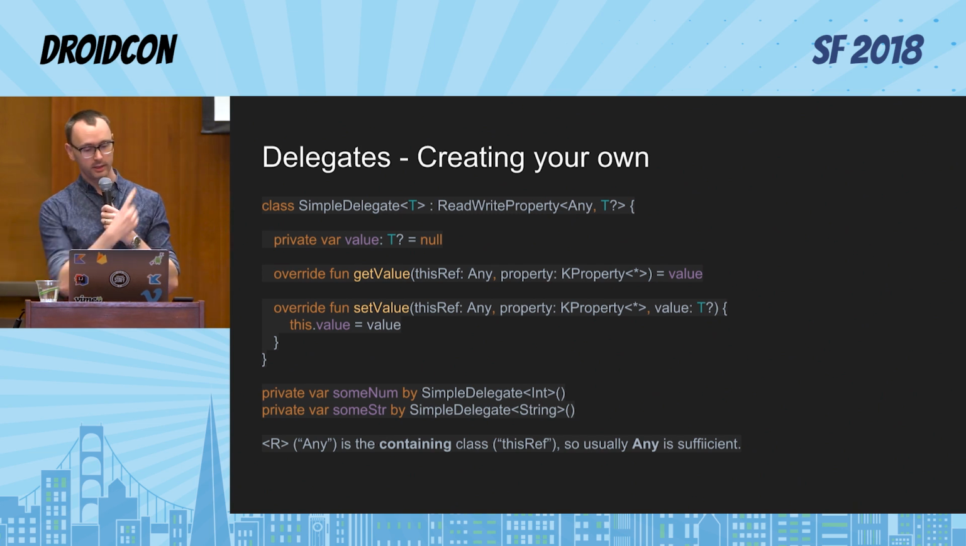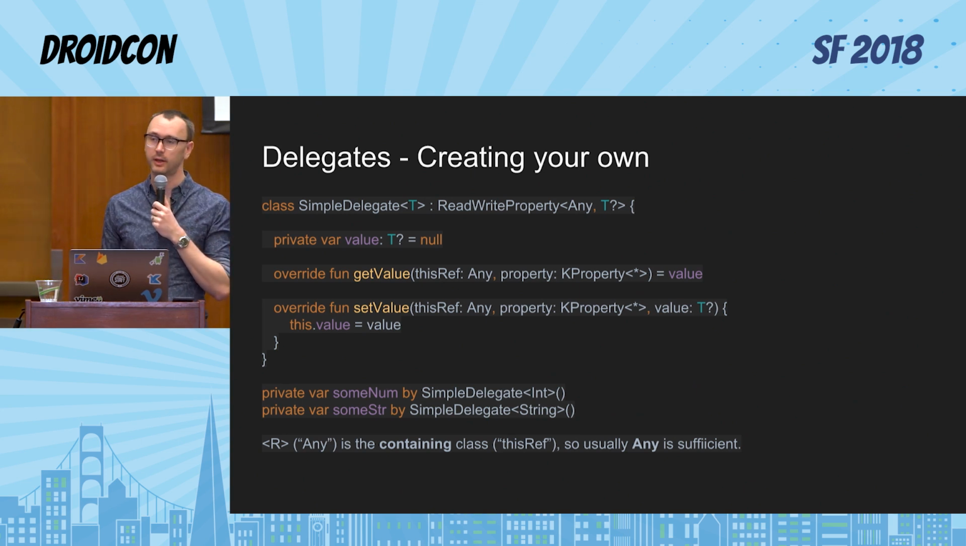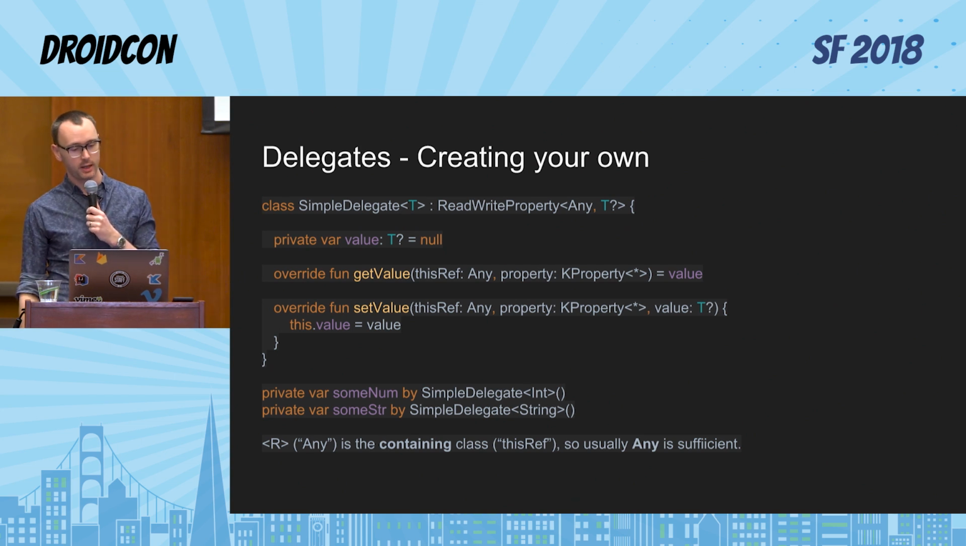And then in the 2 methods that we implemented, you get a reference to that thing. So then you could use context or something like that from the fragment. In almost all cases, any is the right thing to use there, as long as your delegate can be used globally.